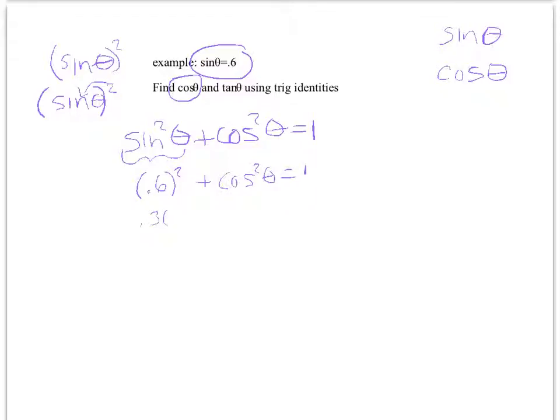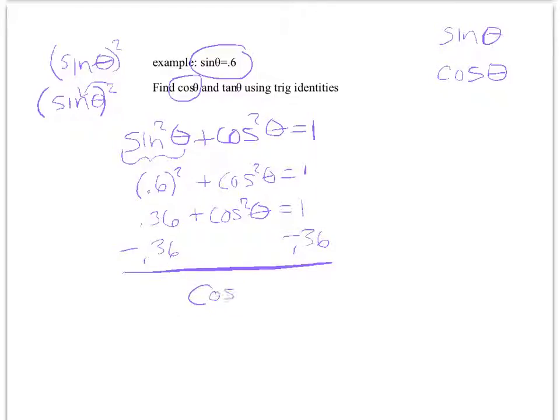And so then I do my math. I get 0.36 plus cosine squared equals 1. Then I subtract 0.36. So cosine squared equals 0.64. And then I'm going to square root both sides, and cosine theta equals 0.8. Alright, so now I know sine and cosine.